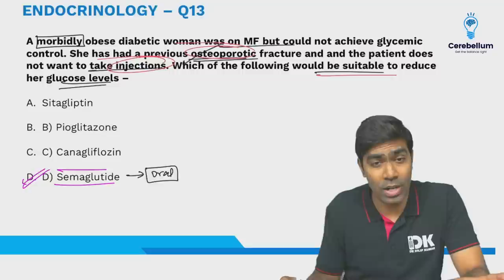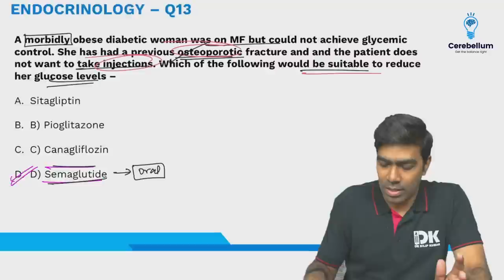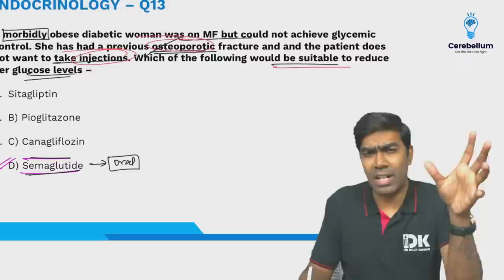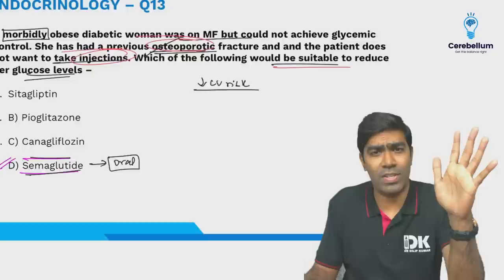Let me tell you, the current diabetic treatment is totally based on your priorities. If you want to reduce cardiovascular risk, what are the two drugs? One, you have to try SGLT2 inhibitors.